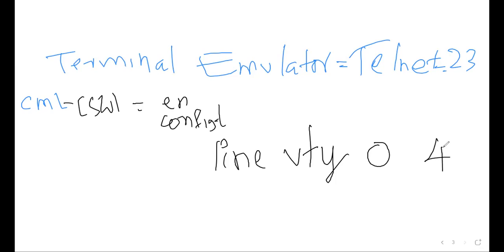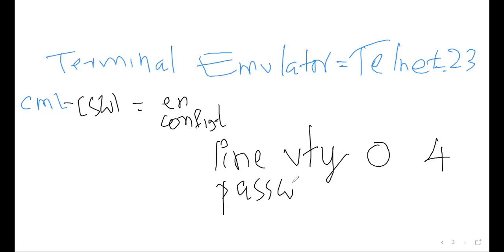Which means if any edge user is trying to access this device, they are allowed port number 0. The second user will be allowed port number 1. Likewise, we can access that device with up to 5 people at the same time. Line VTY 0 4, then we need to give a password.